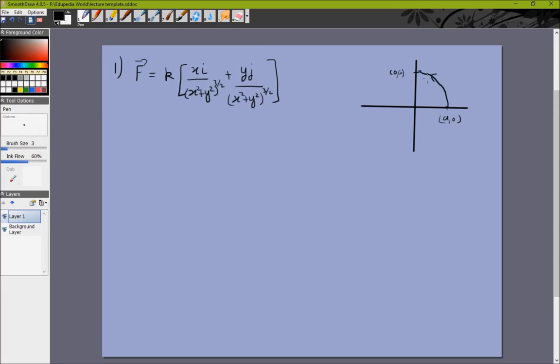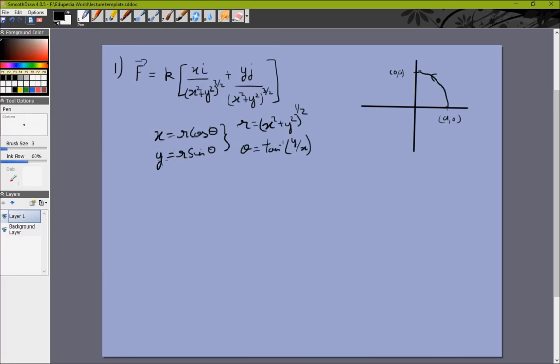Because of this circular path and because of root x square plus y square in the denominator, I can see that it will be easier to work in polar coordinates. So we'll switch to those. x is equal to r cos theta, y is equal to r sin theta, which means that r is (x squared plus y squared) to the power 1 by 2, and theta is tan inverse y by x.